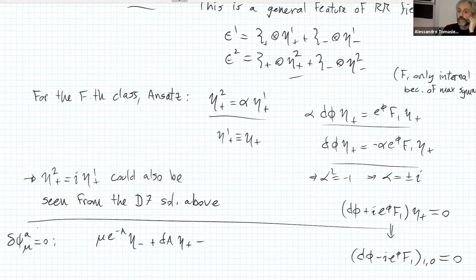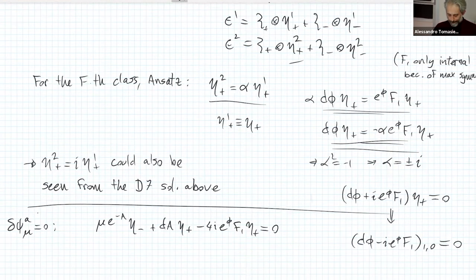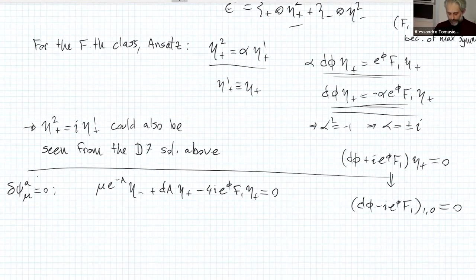And this now becomes minus 4. I to the phi f1 eta plus. Both of them reduce to this the same way as this, after reducing, putting alpha equals I, they become the same. Now this is the same form as the one that we saw for the Neuschwarz case alone. But now it still implies that mu equals zero.